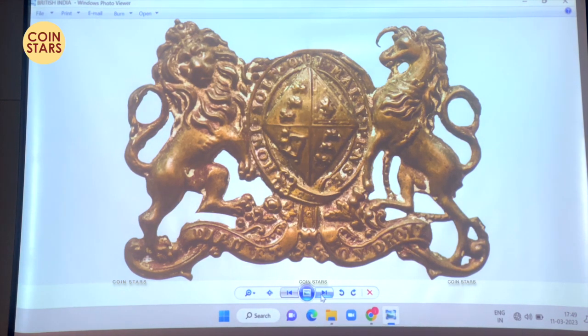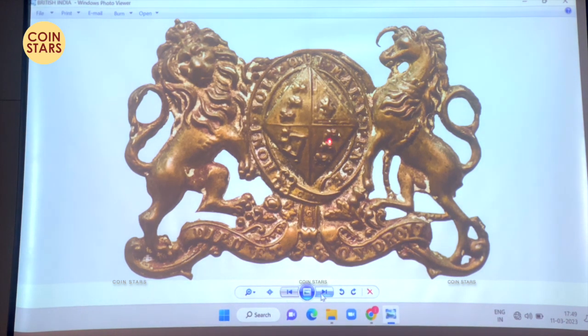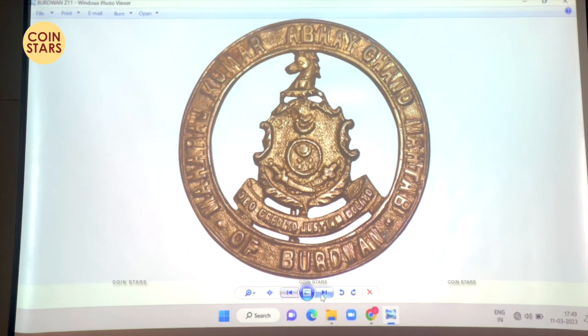This is the British government emblem with a lion and the unicorn holding the shield. Next. Here I would say it is on display that there is a difference between the government of India, British government, and the East India Company. So I have displayed one small monogram of East India Company in the cabinet that you must see.